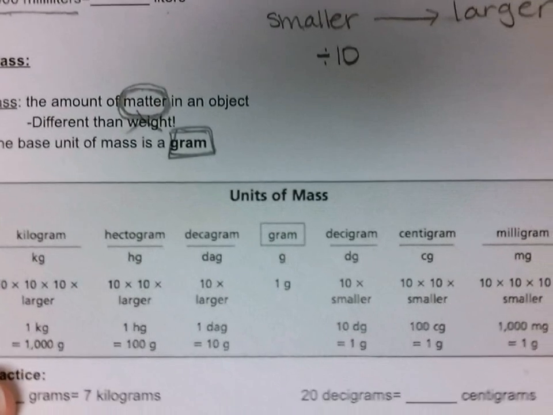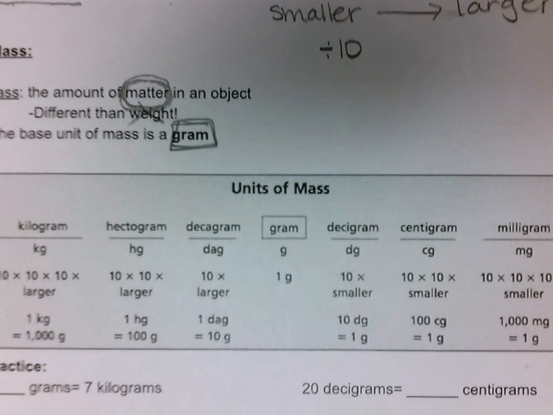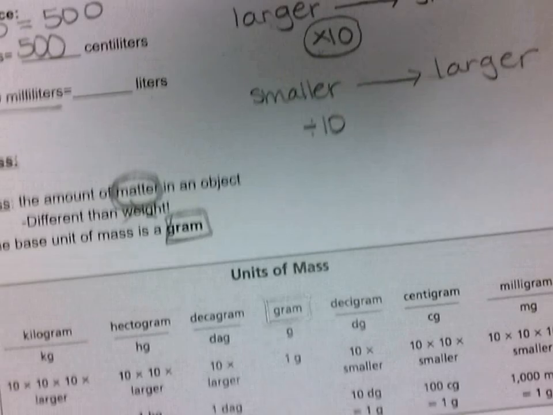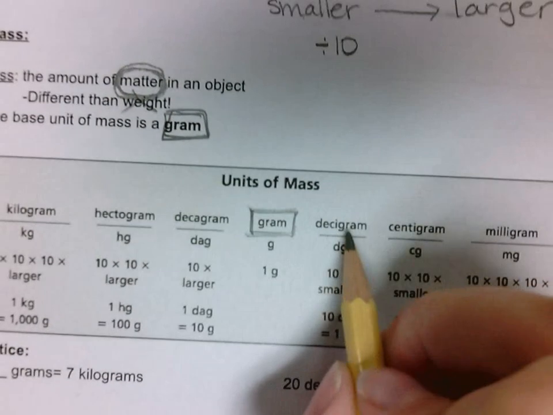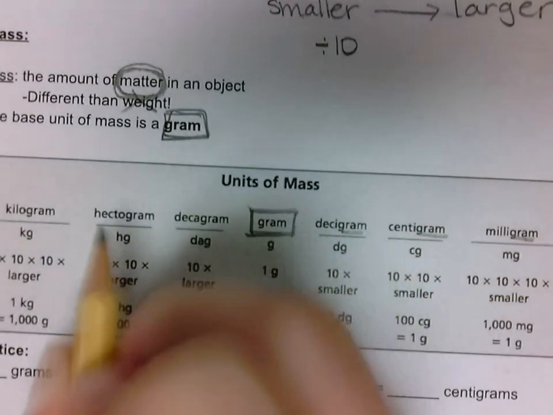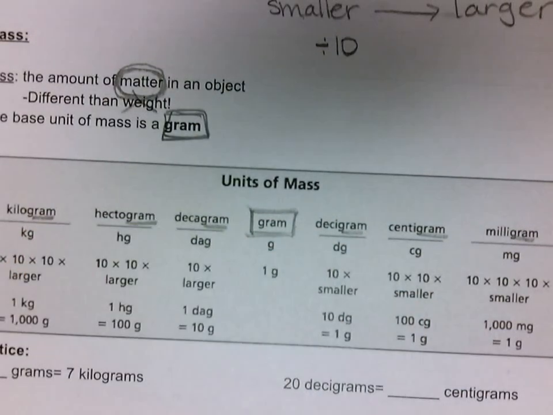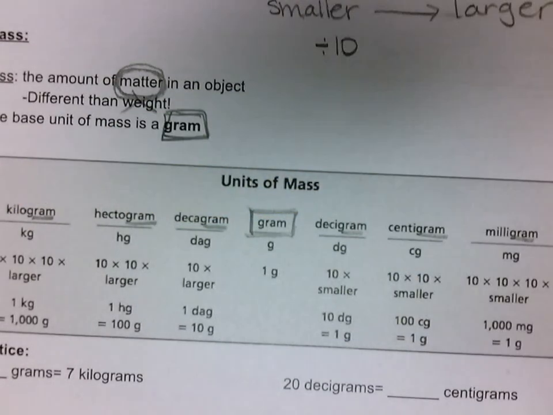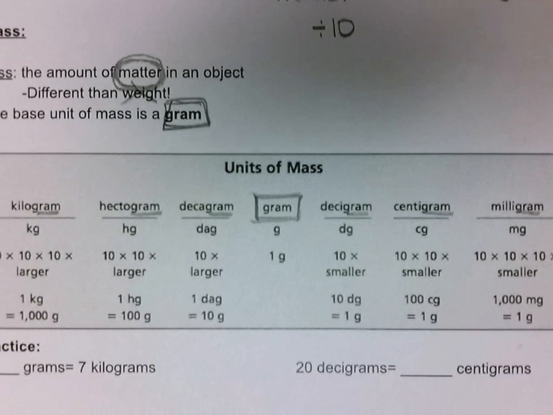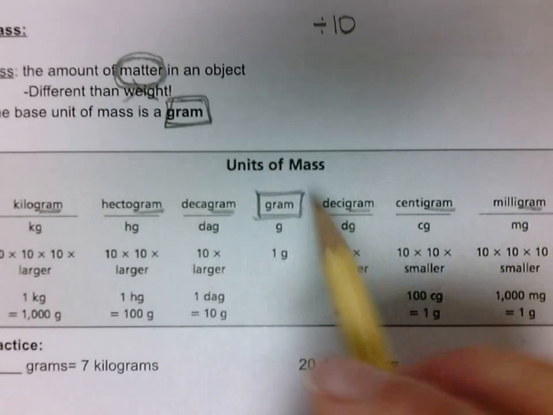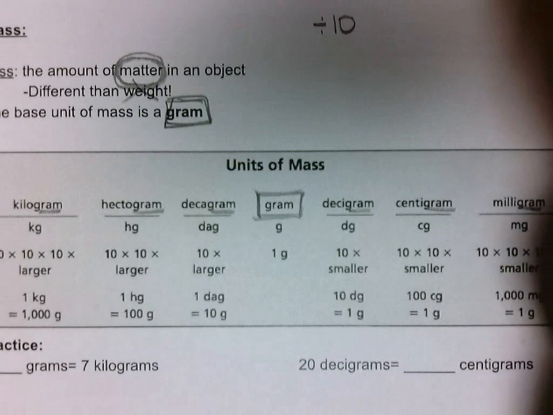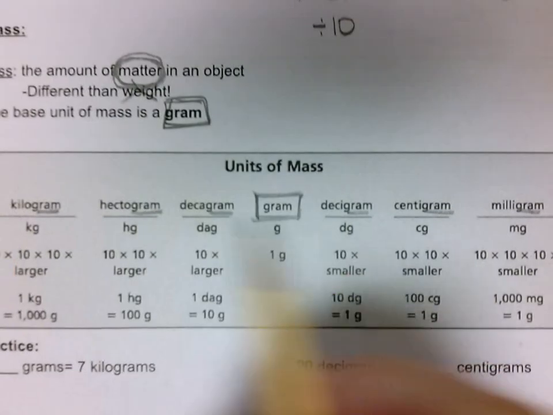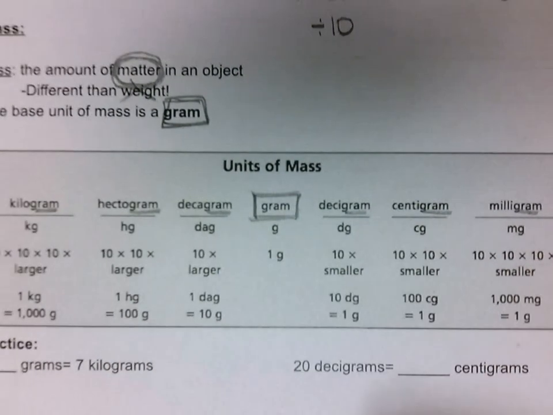So take a look at this chart below. You can see very similar relationships as we talked about in liquid volume. Notice that the base is in the middle, that gram, and notice that there's a base in every single word. Notice also that every prefix of these words is the same: deci, centi, milli, deca, hecto, kilo. They're all the similar prefixes. So if we know the relationships between the different measurements of liquid volume, then we know the relationship between the units of mass. It's the same concept.